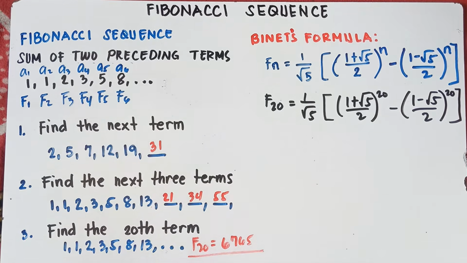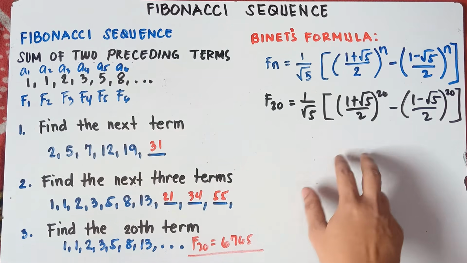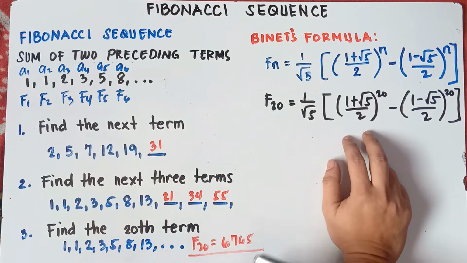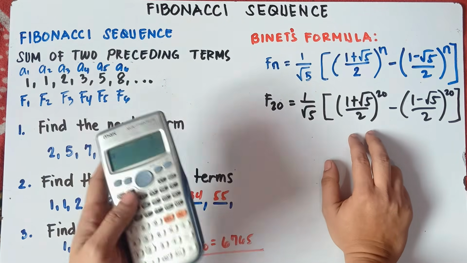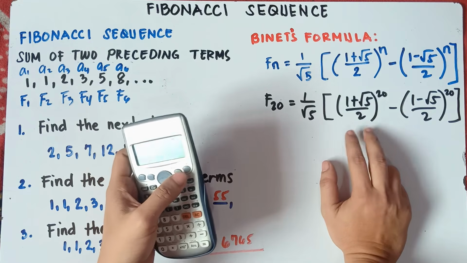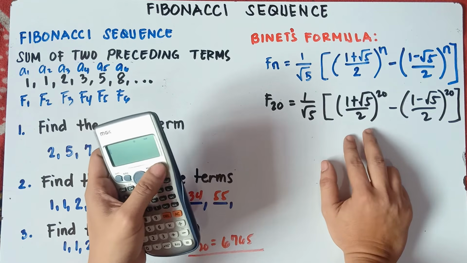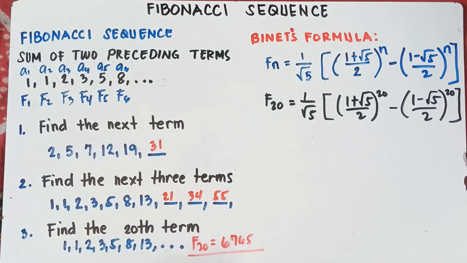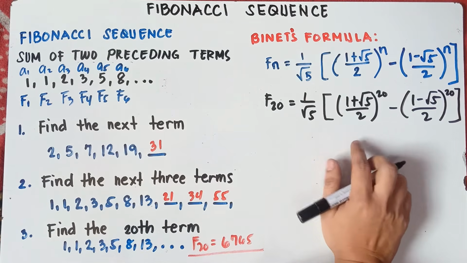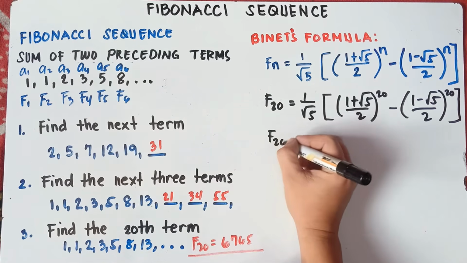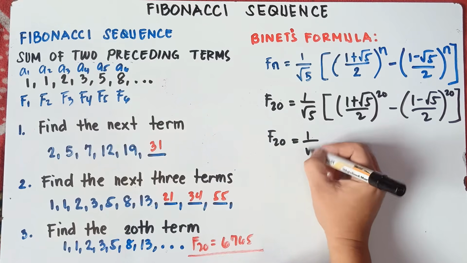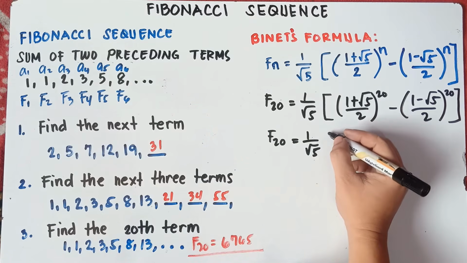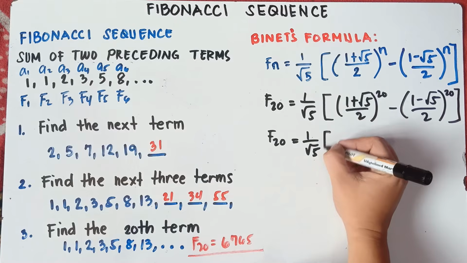Now let's try to do it manually, class. Or let's solve this one step by step. So what if, sir, you don't have the scientific calculator? We just have the ordinary calculator. That's okay. Let us solve this one step by step. If you have only the ordinary calculator, this will be f sub 20 equals 1 over square root of 5, and then parenthesis, or bracket.